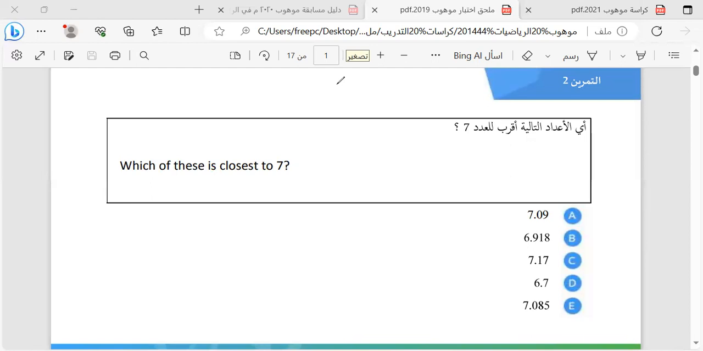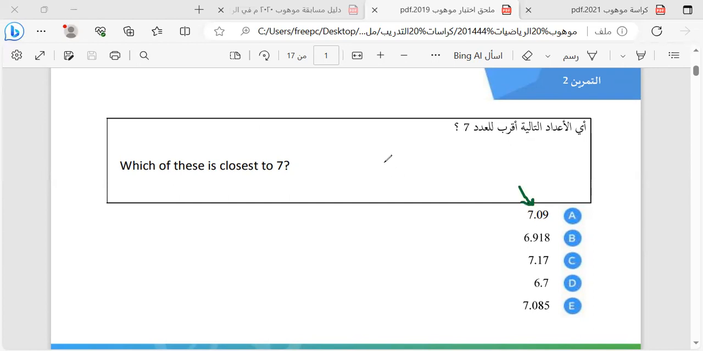Okay, Maria, read the question. Which of these is closest to 7? What will I do? We subtract to find the difference between two numbers.